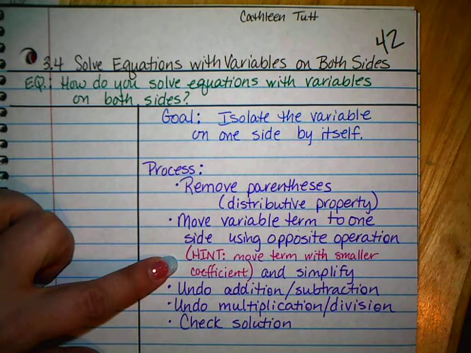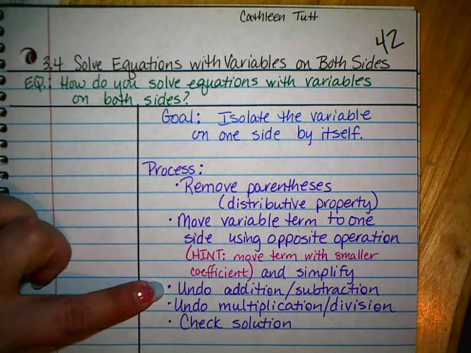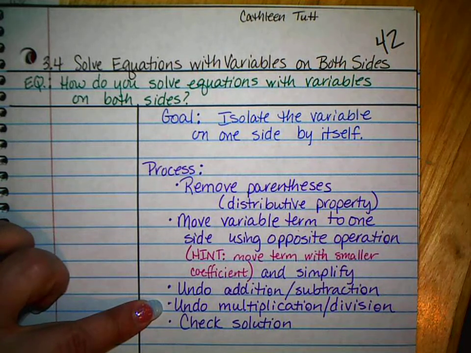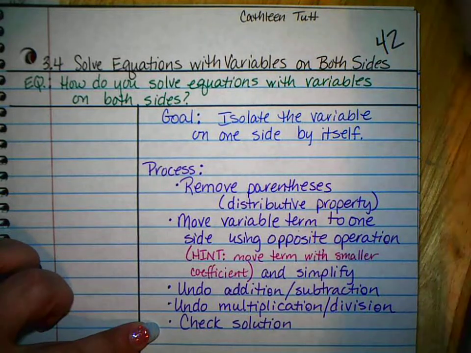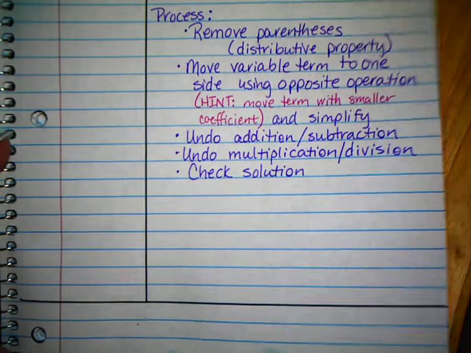And the reason why I give you this hint is this will prevent you from making sign errors, because you'll move it and you should end up most of the time, if not all of the time, with a positive coefficient and not have to worry about a negative. Undo addition, subtraction. Finish by undoing any multiplication or division, and then check your solution. So let's do an example.